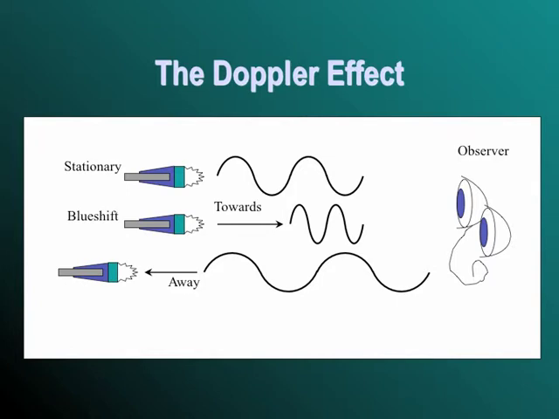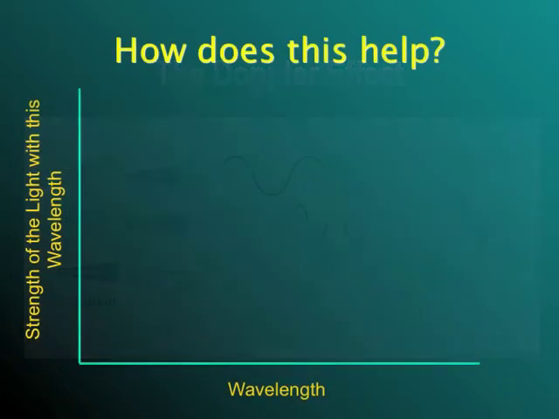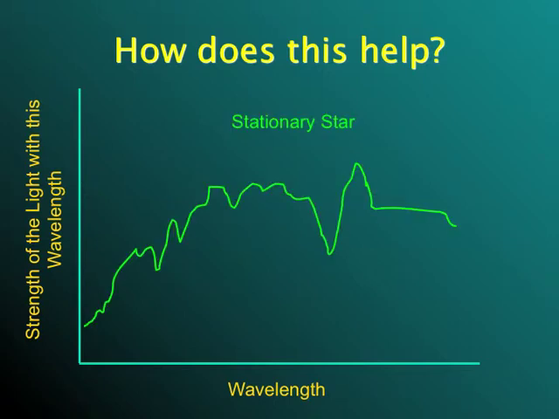You can think of the object moving away from you as stretching the light wave out, resulting in longer wavelengths farther apart between each crest. This is called a redshift because red light has a longer wavelength and a lower frequency. On this diagram, we have wavelength on the x-axis and the strength of the light with this wavelength on the y-axis. So for a star which isn't moving, it appears maybe perhaps like this. Maybe this is its spectrum.